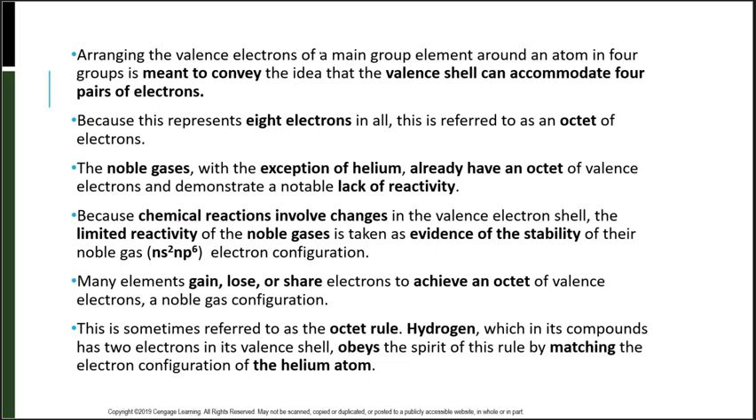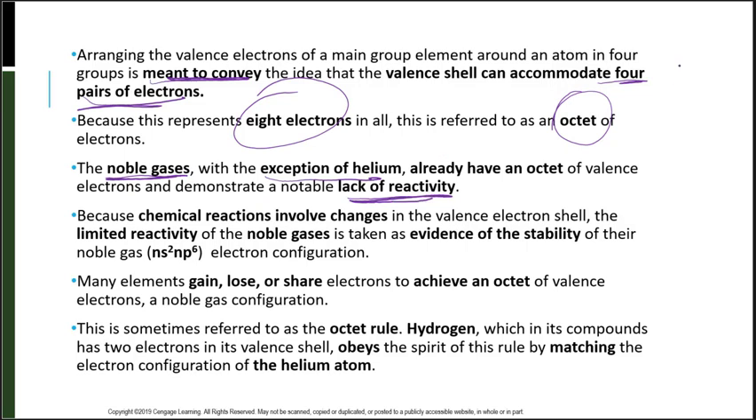Arranging those valence electrons of a main group element around an atom in 4 groups is meant to convey the idea that the valence shell can accommodate 4 pairs of electrons. Because that represents 8 electrons, it's referred to as an octet of electrons. The noble gases, with the exception of helium, already have an octet of valence electrons and demonstrate that notable lack of reactivity. Those valence electrons are not wanting to form ions.